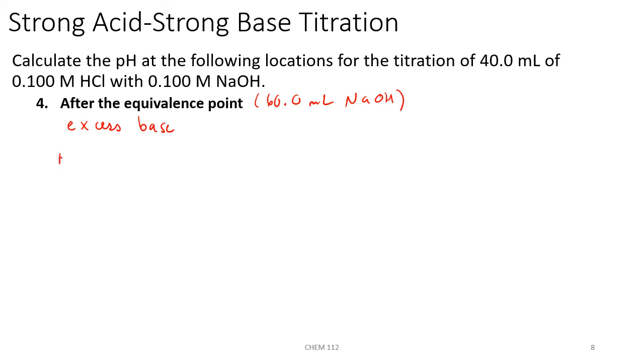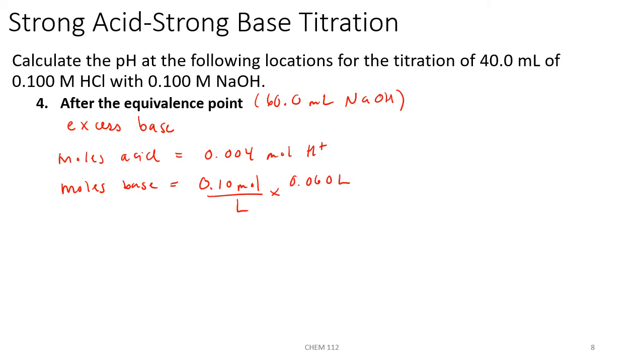We initially calculated that we had our moles of acid. That came out to being 0.004 moles of our hydrogen ion. Once we've added 60 milliliters of sodium hydroxide, how many moles of base have we added total? So we're going to take our molarity of our base, 0.1 moles per liter, and multiply by the volume of base we've added in liters. So by 0.060 liters. So far, we've added 0.006 moles of hydroxide ion.